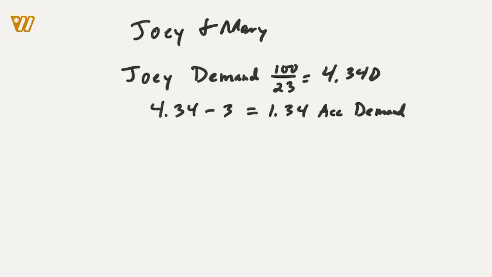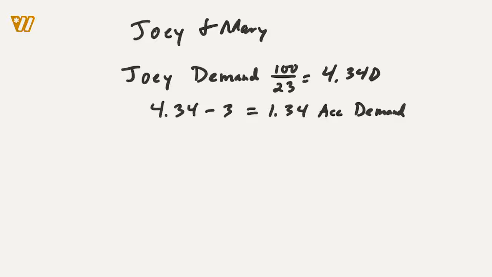So the first thing we're going to do is go through examples 6.15, 6.16, and 6.17 talking about Joey and Mary. To do that, we're going to take it to the whiteboard. To calculate Joey's accommodative demand uncorrected, we first need to figure out what his demand is at 23 centimeters, because that's where the object is located. So we're just going to take 100 over 23. That's going to give us 4.34 diopters.